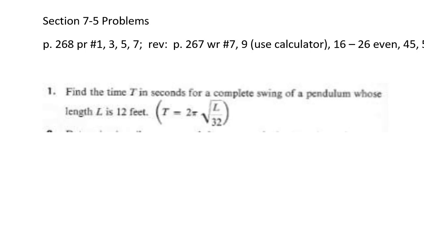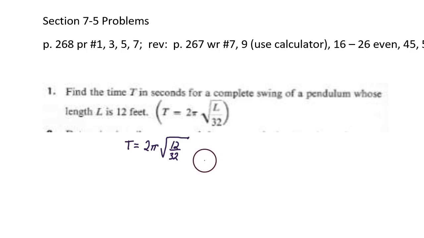Here are the answers for the Section 7-5 Word Problems assignment. Question 1. Find the time t in seconds for a swing of a pendulum whose length L is 12 feet. And then we're given the formula from physics class about the swing of a pendulum. So let's replace L with the number 12. Our equation becomes t equals 2 pi times the square root of 12 over 32.